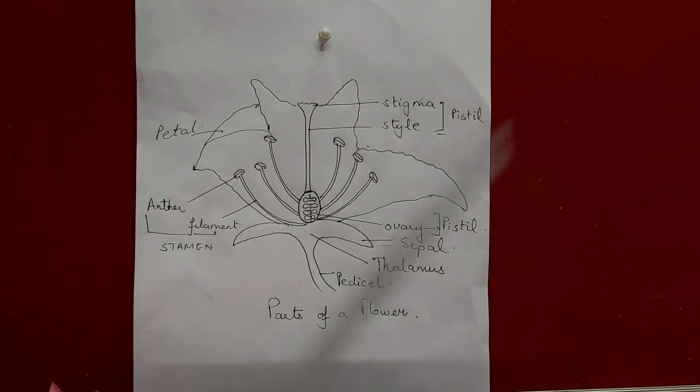While androecium and gynoecium, meaning stamen and pistil, are called the essential whorls because they take part directly in the reproduction, sepals and petals, calyx and corolla, are the non-essential whorls of the flower, as they do not take part directly in the reproduction.